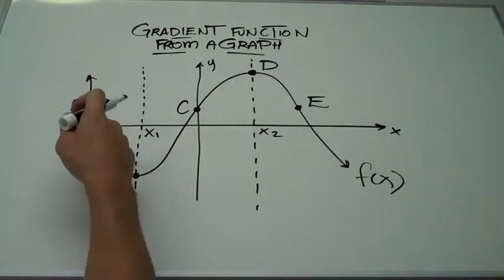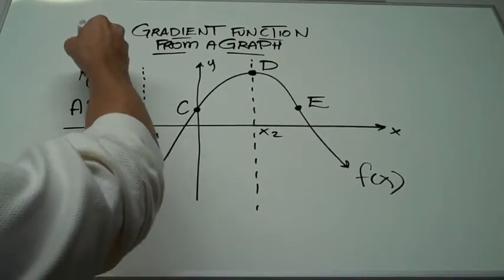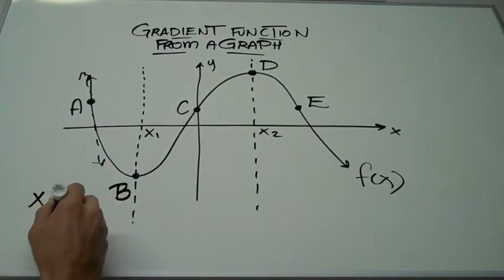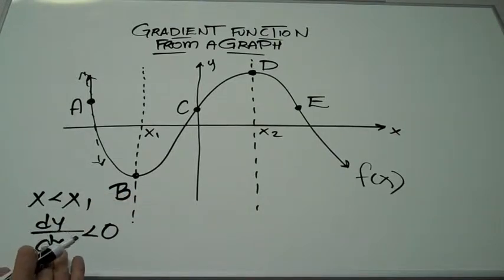At point A, our derivative is negative. If I draw a tangent line in there, you can see the slope is down. So for x is less than x1, our dy dx is less than 0. We have a negative derivative here.